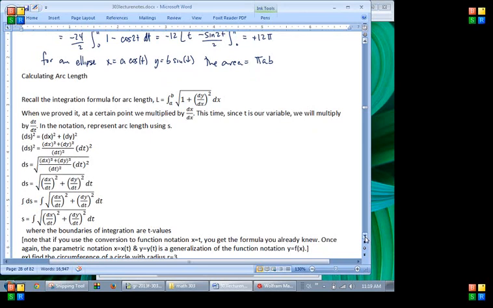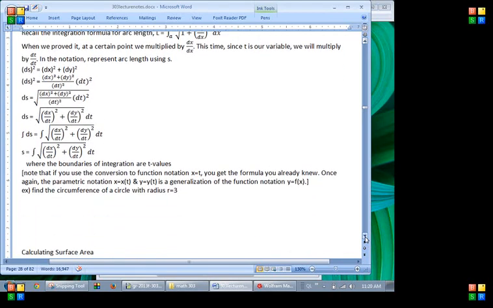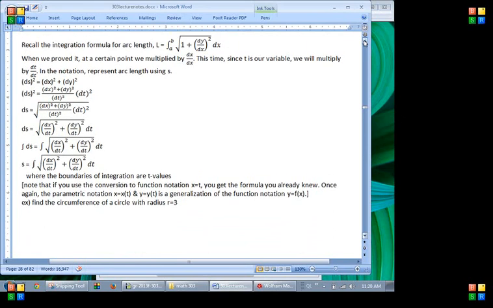Okay, so let's use this. Let's find the circumference of a circle. Let's actually prove it using calculus. I'm telling you a circle with a radius r equals 3. The first thing we have to do is write down the equation of a circle. If we were just doing this in xy notation, we'd say x squared plus y squared equals 3 squared, and then we'd have to take a derivative of something with a square root, and algebraically that would be messy.